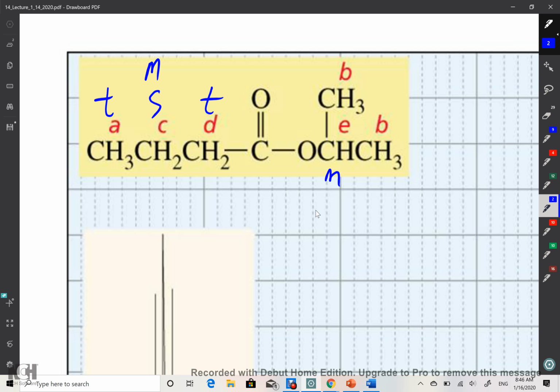Does that make sense? We only have 1 proton neighboring B. So B will give us a doublet. Does that make sense? Because n equals 1, you have 1 plus 1, 2. So that gives us a doublet. Are we good up to this point, guys?